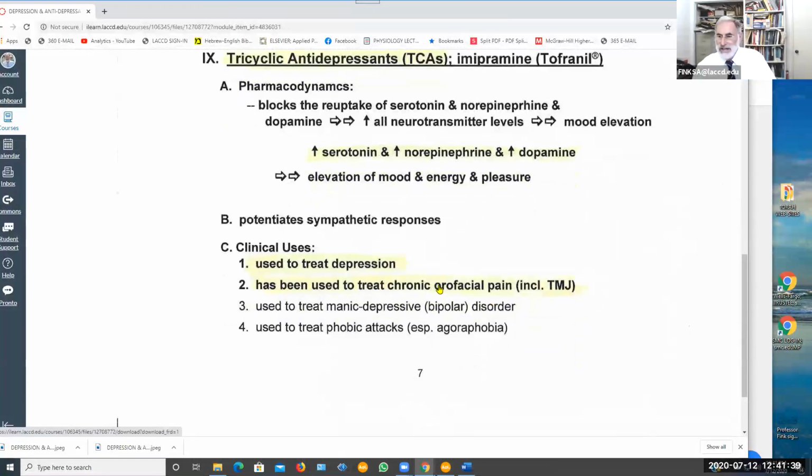They are used to treat major depression, major depressive disorders, clinical depression, for people who are chronically depressed, when the other drugs that we've previously mentioned are not effective. This is not the drug usually chosen first, but it's a drug that will be chosen second if the others are ineffective. In addition to treating depression, it's been used to treat chronic orofacial pain, including TMJ, temporomandibular joint pain. It's been used to treat bipolar disorder and other problems as well.